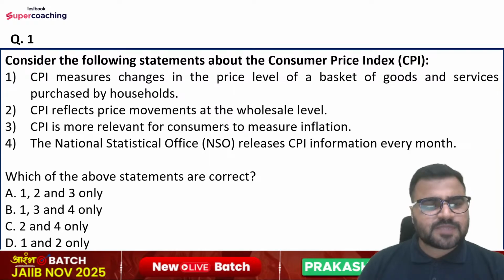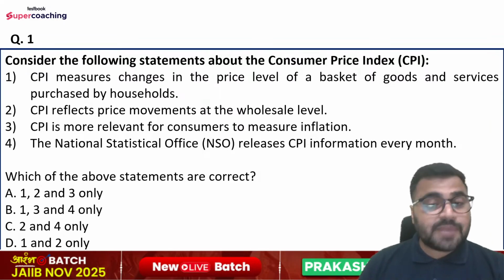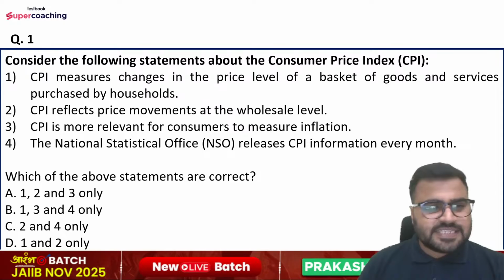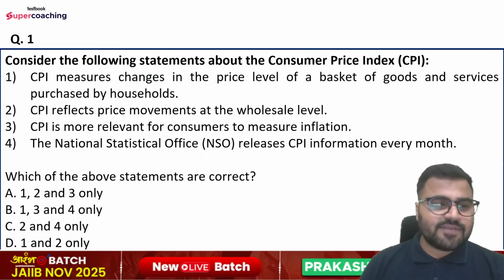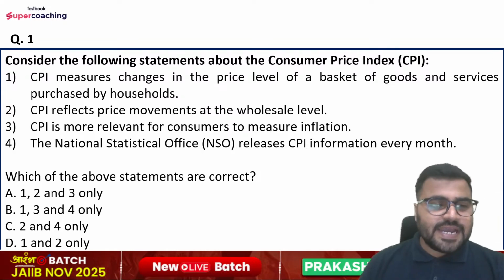Now let's start with question number one, today's agenda. Consider the following statements about the consumer price index. You might have heard about the consumer price index. Statement one: CPI measures changes in the price level of a basket of goods and services purchased by households. Statement two: CPI reflects price movements at the wholesale level. Statement three: CPI is more relevant for consumers to measure inflation. Statement four: the National Statistical Office releases CPI information every month. Which of the above statements are correct? First, second and third only; first, third and fourth only; second and fourth only; or first and second only? Do let me know what is the right answer according to you.